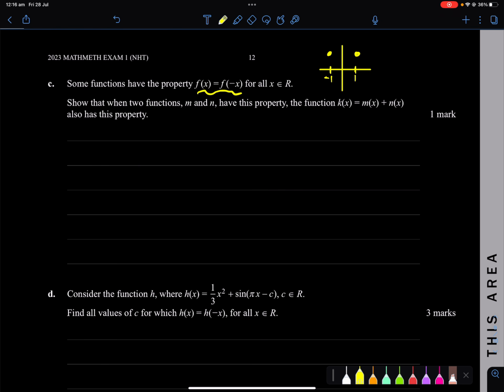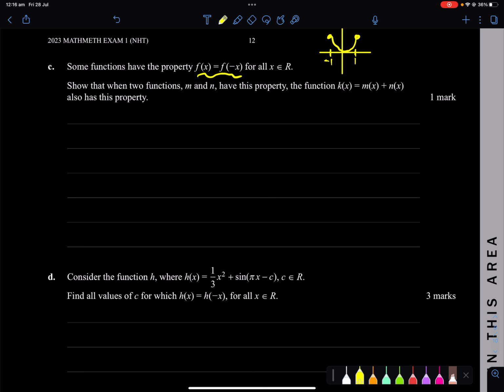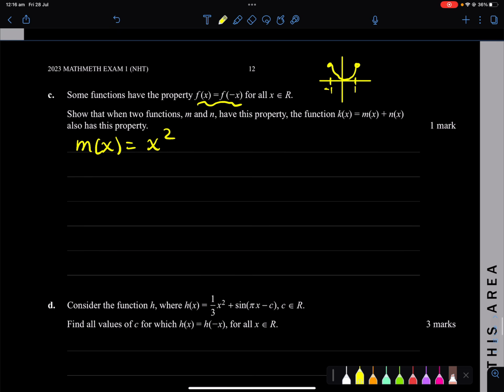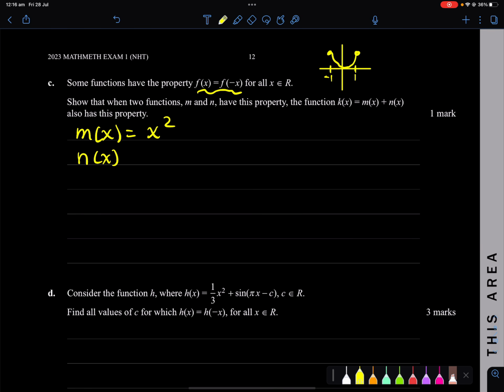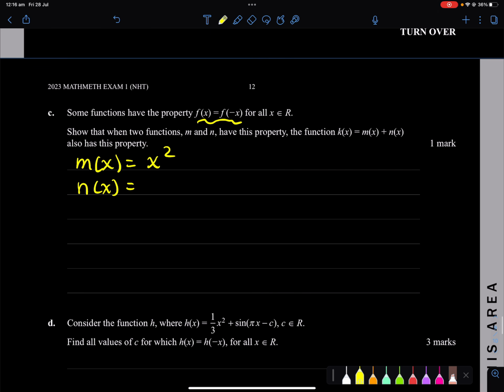That's what it's saying. Things that have this property include parabolas, so one of the functions we can make up is m of x equals x squared, the basic parabola. What else has this? So n of x. I know something else, I remember there was a function. Was it sin x? No, it was cos x. So let's say n of x is cos x.